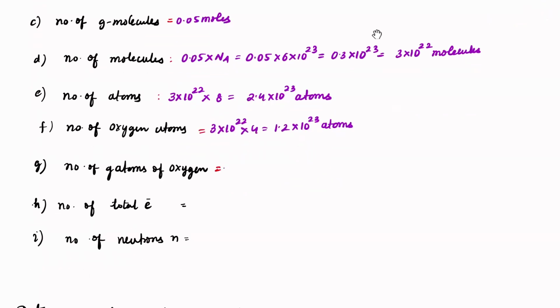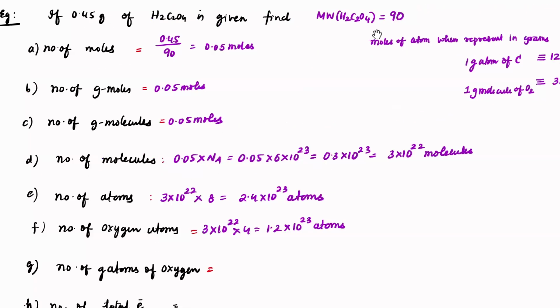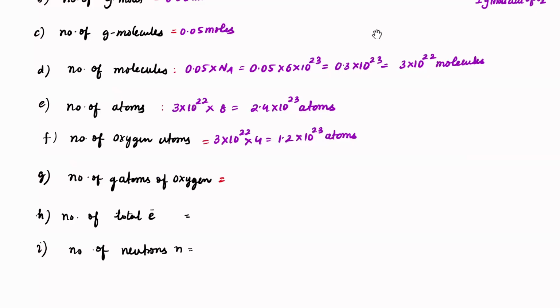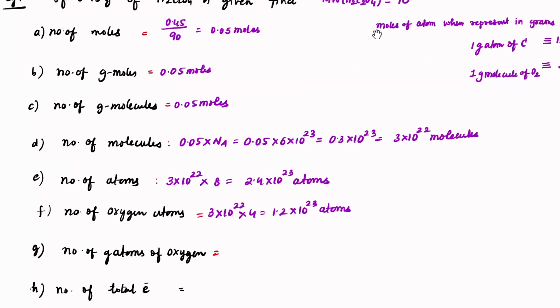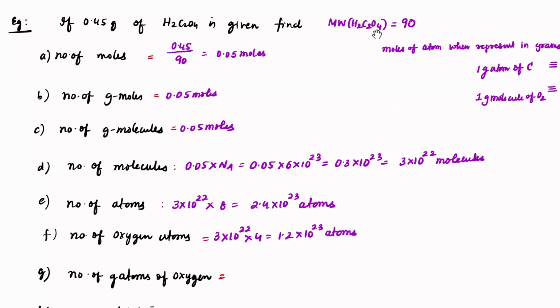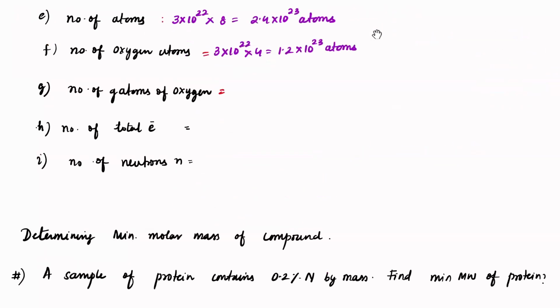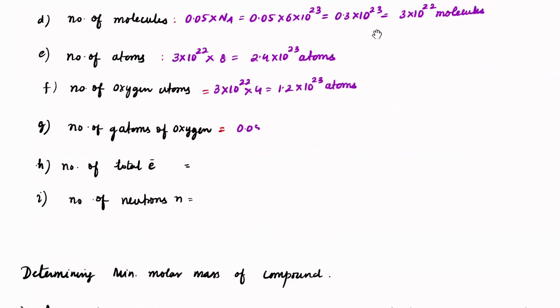Next, gram atoms of oxygen. Gram atoms of oxygen means how many moles of oxygen, right? So gram atoms is referring to moles. So how many moles of oxygen? Because we know that for the molecule, we have 0.05 moles. So I can write this as 0.05 moles into 4, which makes it 0.2 moles, gram atoms of oxygen.